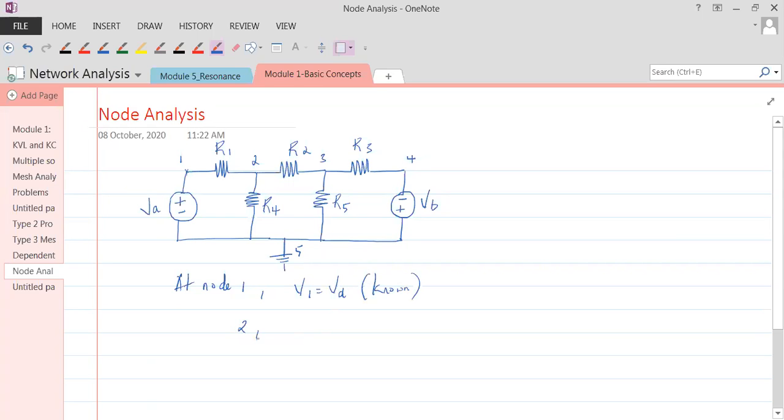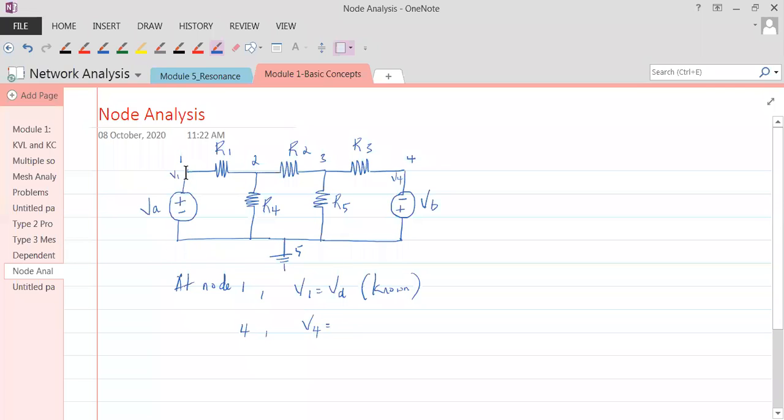At node 4, what do we know? We know V4. At node 4, the voltage is V4. At node 1, the voltage is V1, like this. Okay. So what is V4? Can anybody tell me? What is V4?